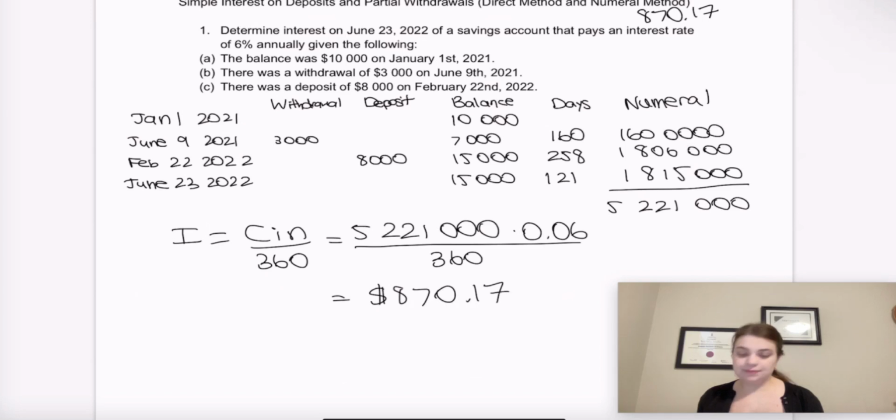$870.17. Now, if you don't get the same thing for both, that means some sort of error, some sort of problem occurred somewhere in one or both of them. That said, in general, you probably won't be asked to do both. I did want to show both methods just to see which one resonates with each person best. But typically, one method is good enough to answer this question. So therefore, the answer is that as of June 23rd, 2022, the overall interest that will have been made is $870.17.